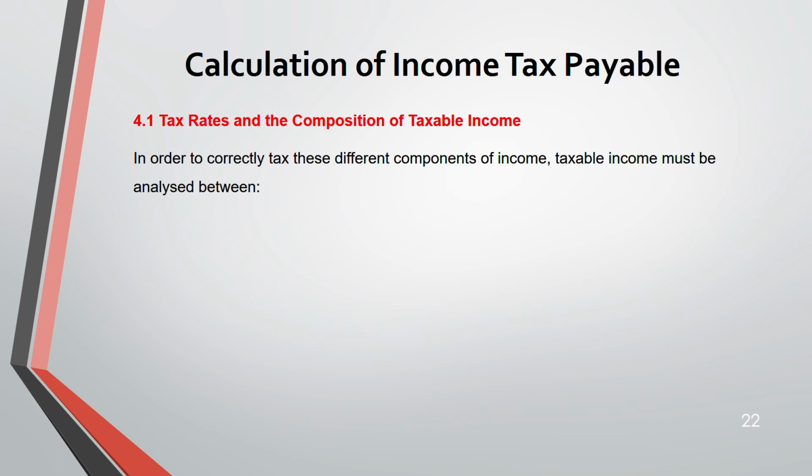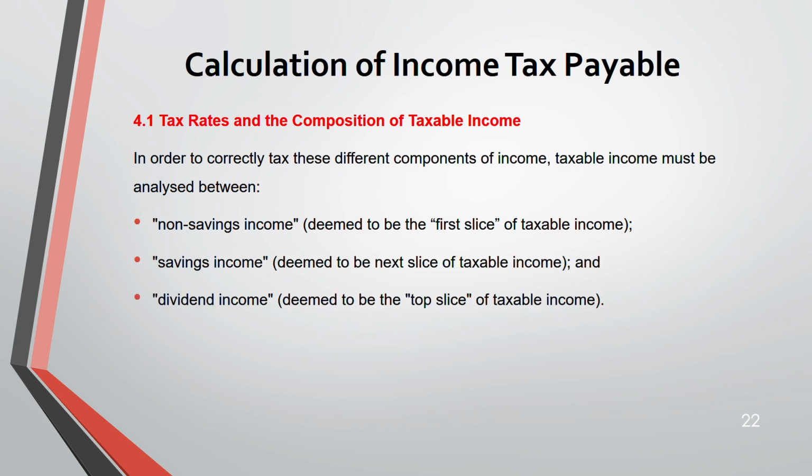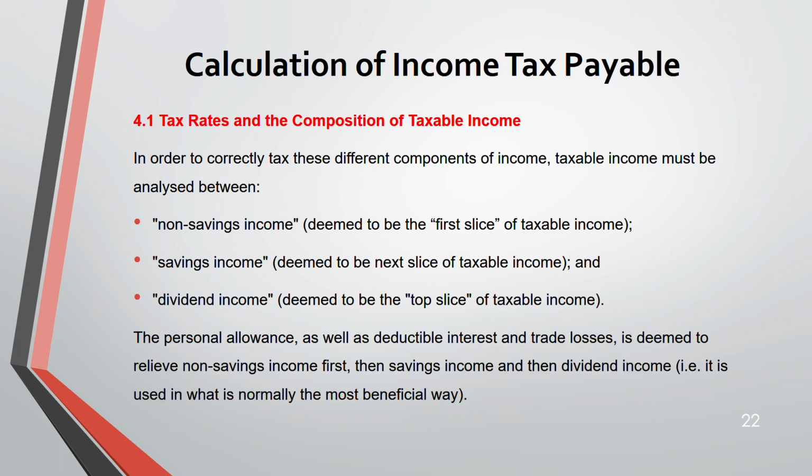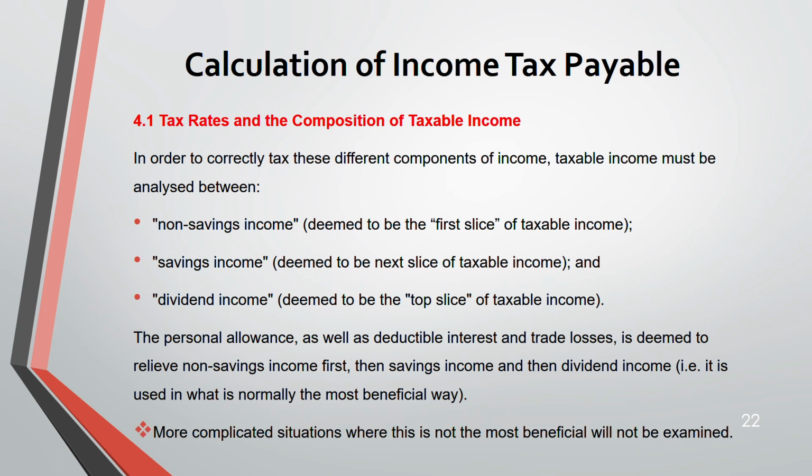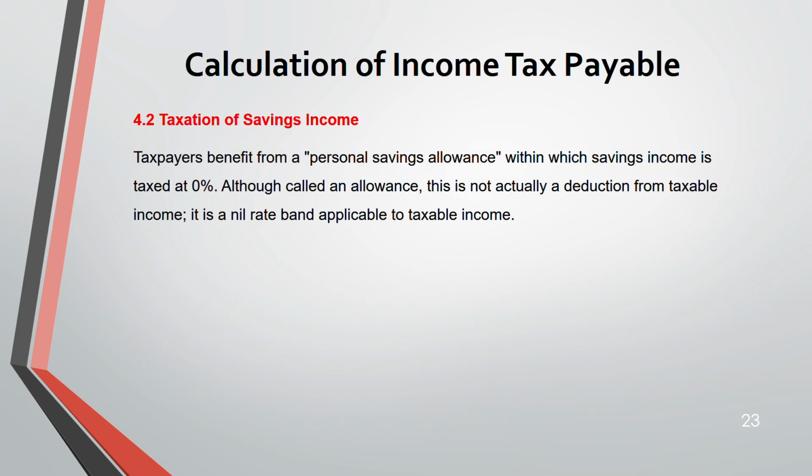First you have to charge tax on the non-savings income. First slice, second is savings, third is dividend. Okay, this order you have to remember. Then the personal allowance. If you have a personal allowance, any deductible interest, any trade losses, first you will deduct it from non-savings, then savings, then dividend, because this is the most beneficial way. There are some complicated situations also, but they will not be asked in tax. In ADX, yes.